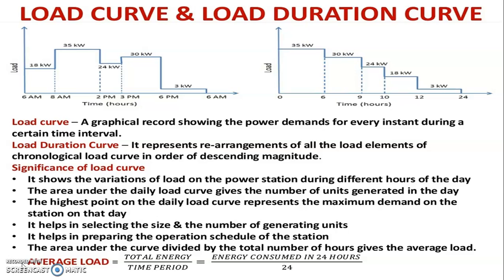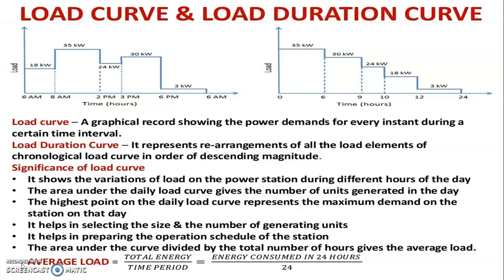For that 6 hours, in the load duration curve we have to mention the loads first, and then the load will be in descending order: 35 kilowatt, 30 kilowatt, 24 kilowatt, 18 kilowatt, and then 3 kilowatt. Next one is significance of load curve.